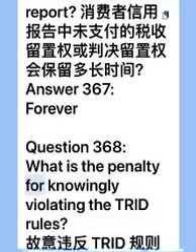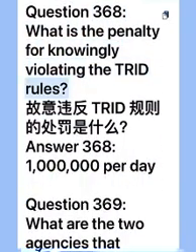Question 368. What is the penalty for knowingly violating the TRID rules? Answer: $1 million per day.